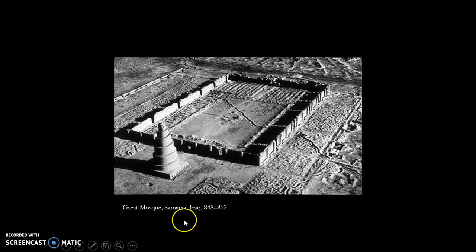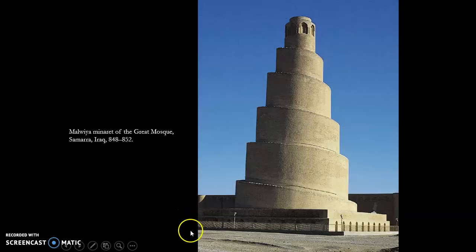The largest minaret that there is is in the Great Mosque at Samarra in Iraq. It was part of a hypostyle mosque. The mosque is no longer there, but this is the minaret. So this is not the Tower of Babel. Many people will see it and say, oh, that must be the Tower of Babel. That is not what it is.